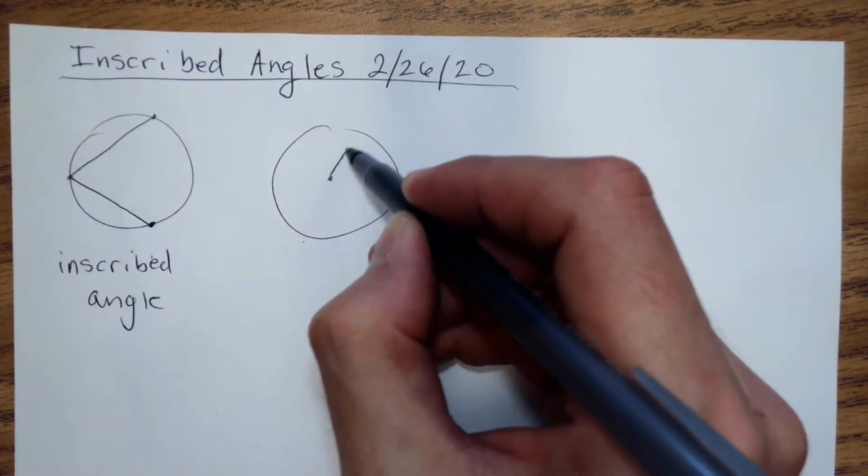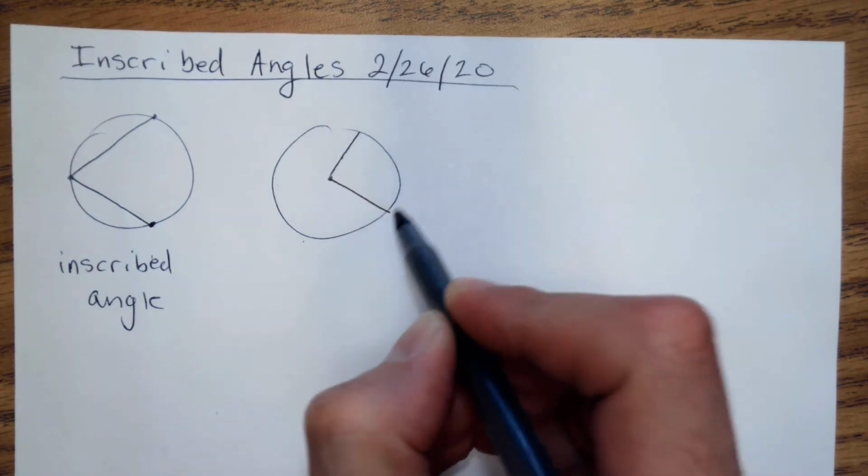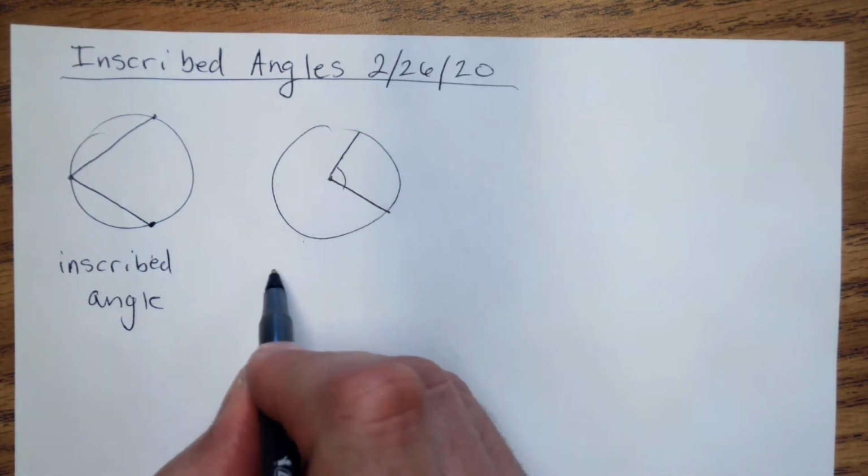We also have been talking about or dealing with this type of angle. This is called a central angle.